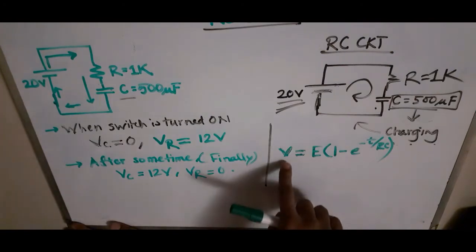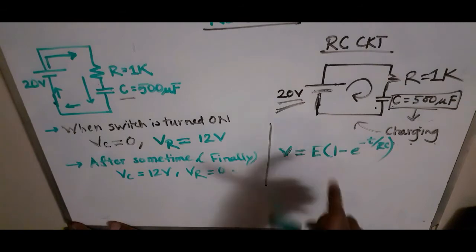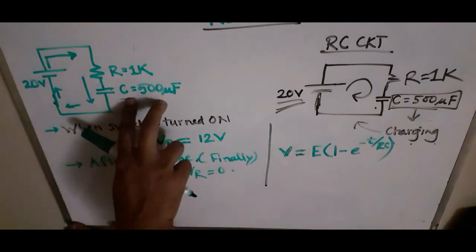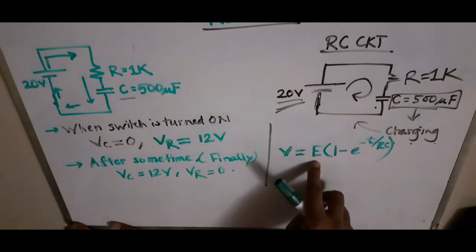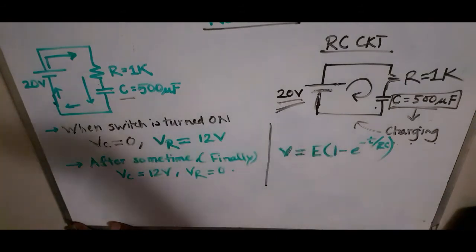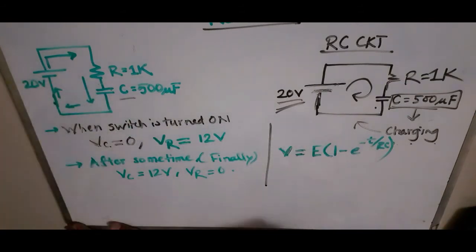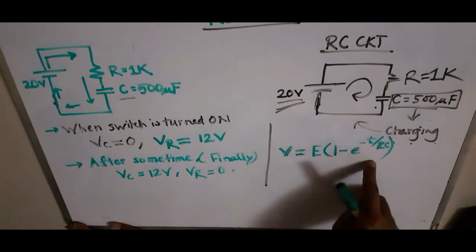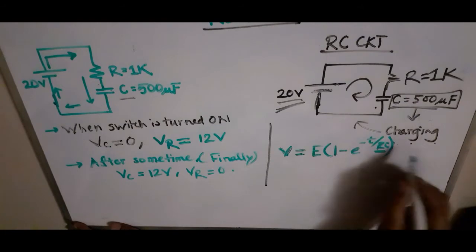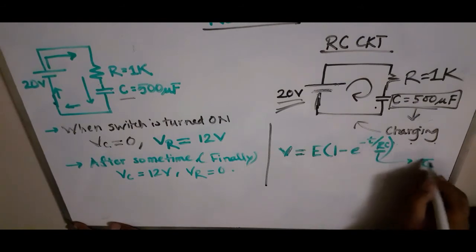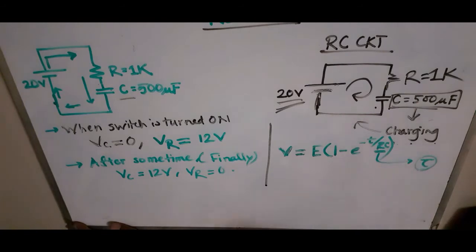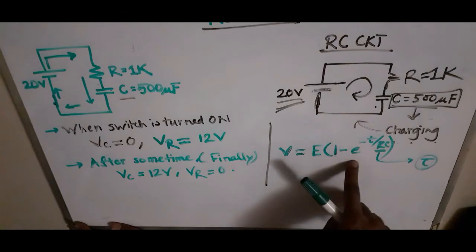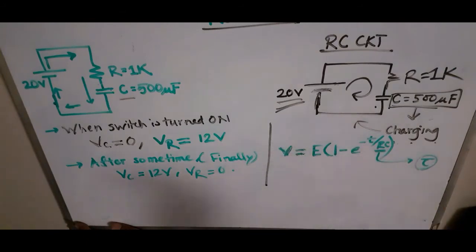so what is this one? This V is actually the voltage across the capacitor. This E is the voltage of the battery or the cell, this 20 volts. And then we have this 1 minus e to the power minus t over RC. This RC is actually nothing but tau. This is also called the time constant. Instead of writing minus t over tau, you can write 1 minus e to the power minus t by RC. That's also fine.